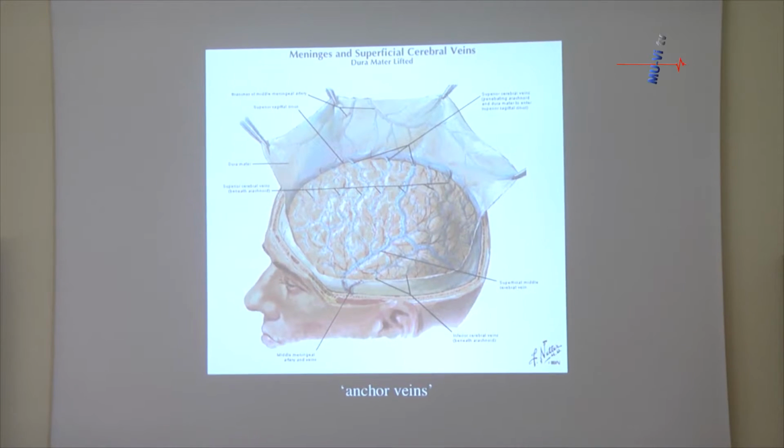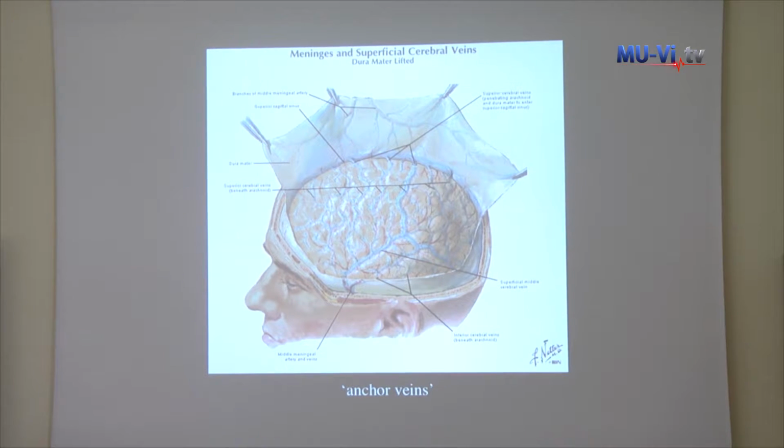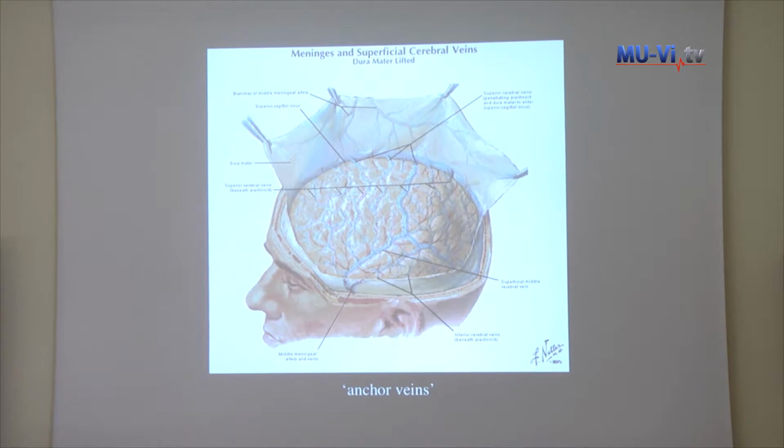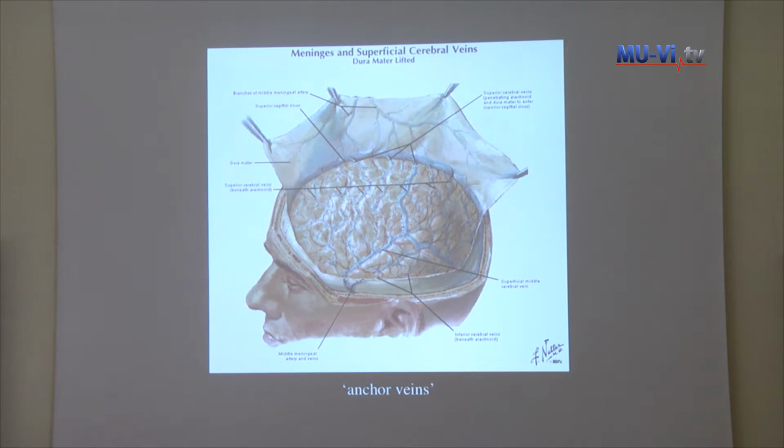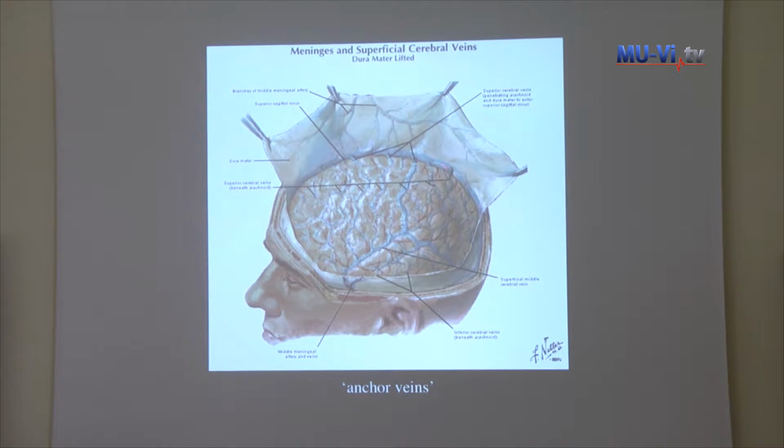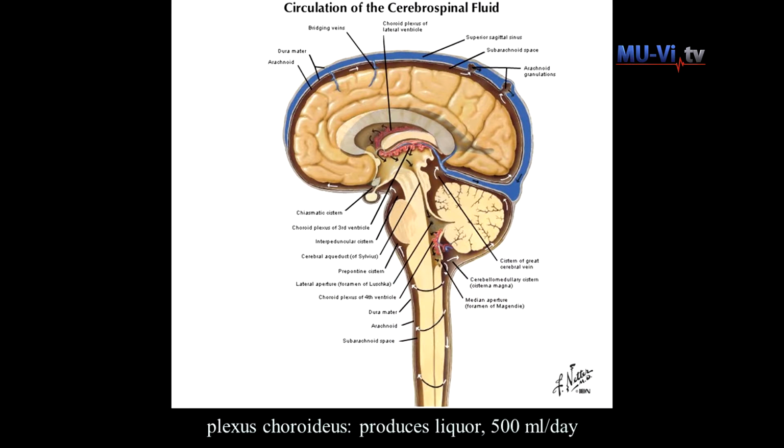The next slide gives an impression of the anchor veins. So what have we done? We have lifted up the dura mater. The shiny appearance of the arachnoid is still there, and underneath the arachnoid we have the veins which run on the brain surface, and you see how they enter this sinus. This sinus is called the superior sagittal sinus, and therefore the brain is anchored to the dura. So this is a nice view of these anchor veins.